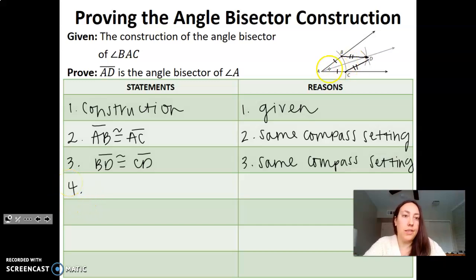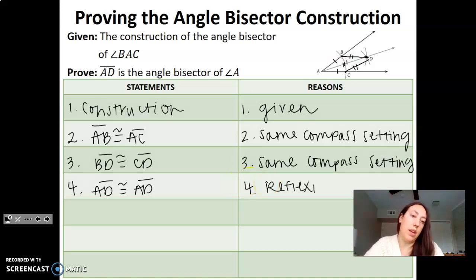Last thing we know, these two triangles share a side, so obviously that side is going to be congruent to itself. AD is congruent to AD, and you guys know that's by the reflexive property. We've used that a million times.